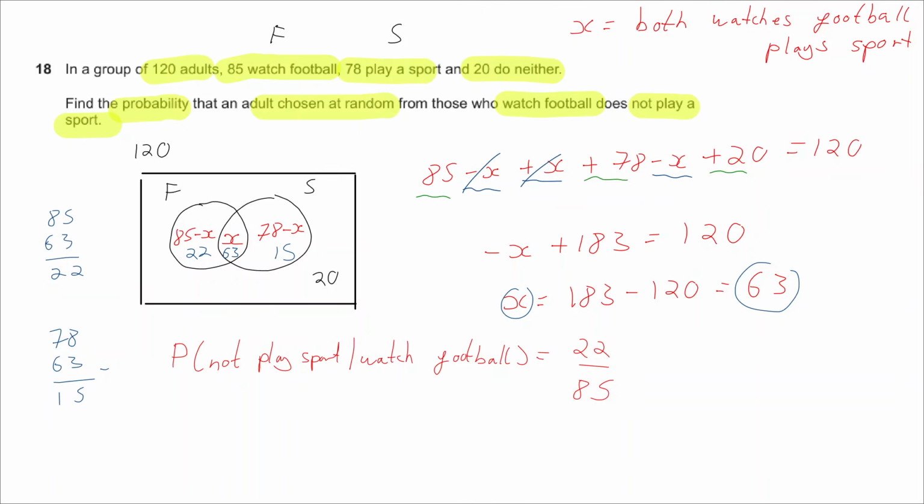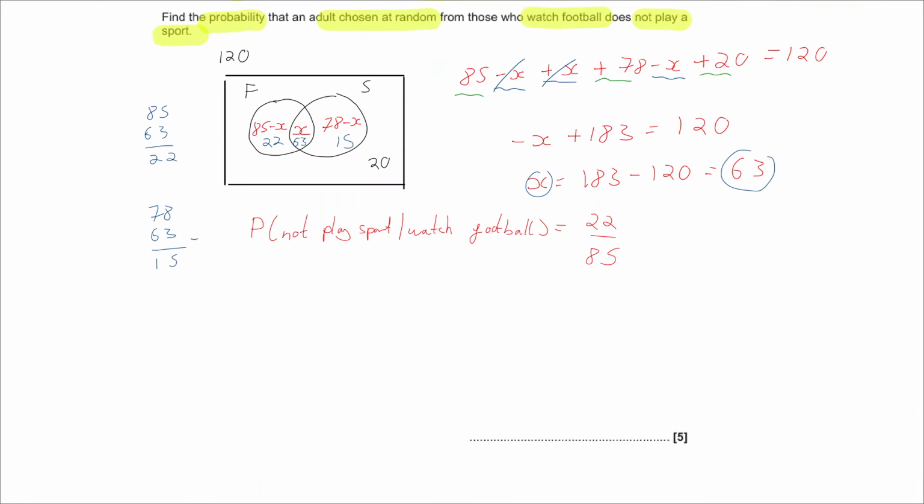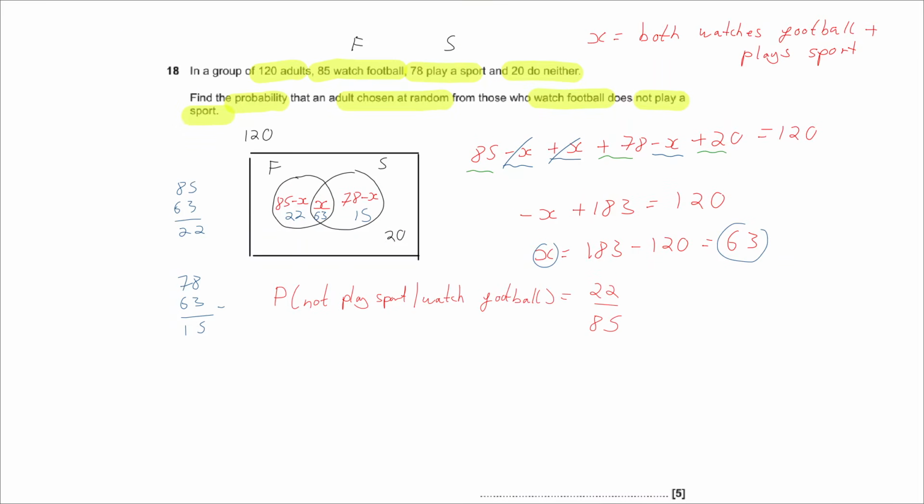But let's check the mark scheme. Hopefully I haven't made any blunders there. It is 22 out of 85. So this is indeed your answer. Let's zoom out and put it down here. So 22 over 85. Okay, there we go.